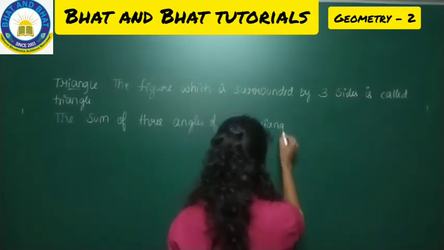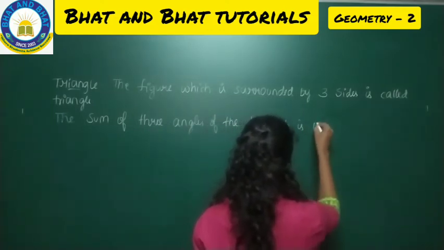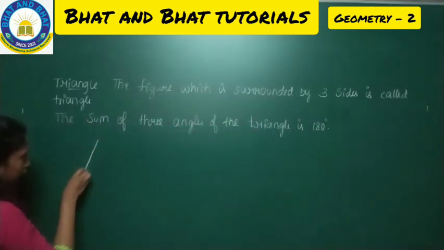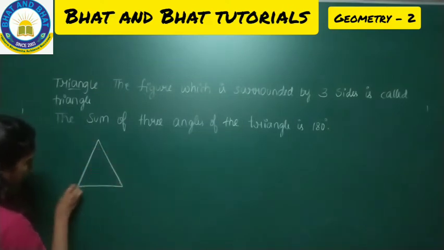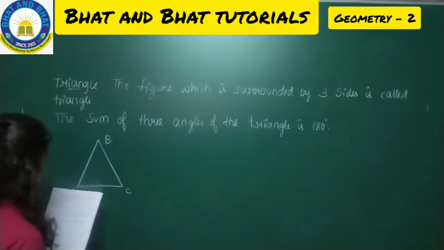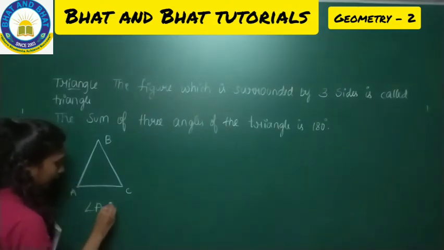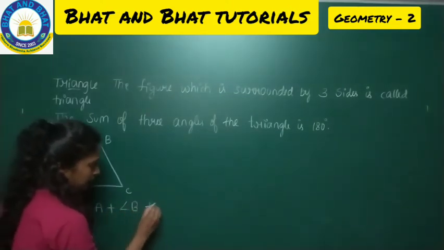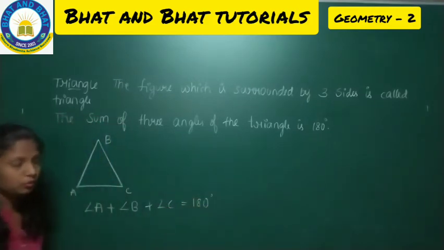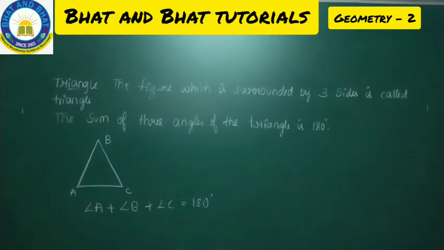Sum of three angles of a triangle is 180 degree. Full stop. So here, if this is the triangle, I just name it as A, B and C. And in ABC, angle A plus angle B plus angle C will give you 180 degree. Make a note. So fine, hope you all copied the triangle. Now I'll go with the next part of the triangle.